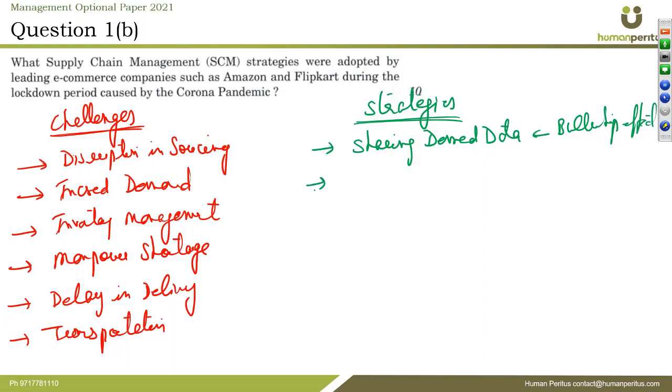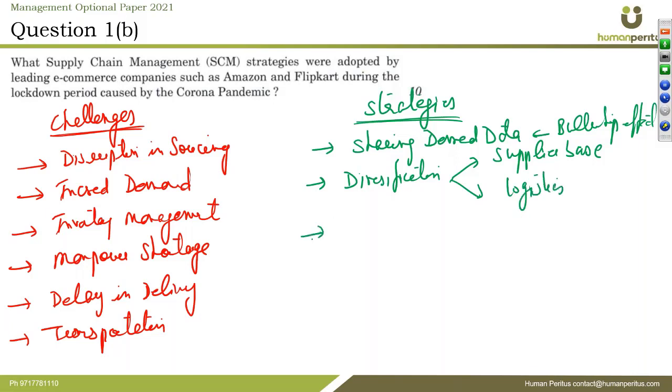Second thing done is that there was need of diversification. Diversification of what? Diversification of your supplier base, so that your risk of depending on one person is reduced. Not only that, diversification in your means of logistics as well. Then there was need of better management of safety stock, or you can also say better management of intermediary inventory.